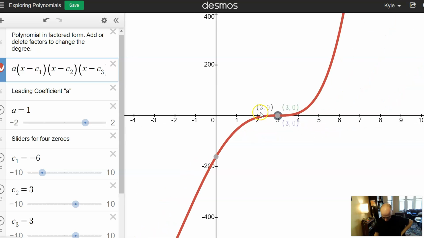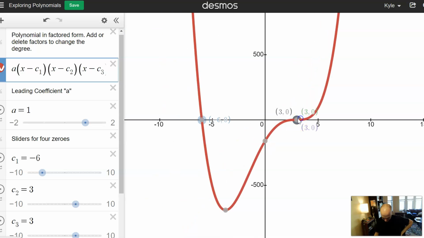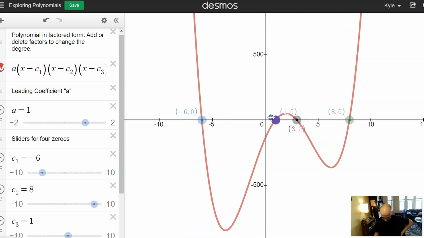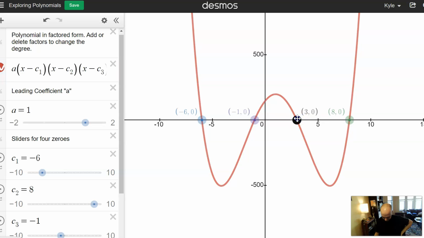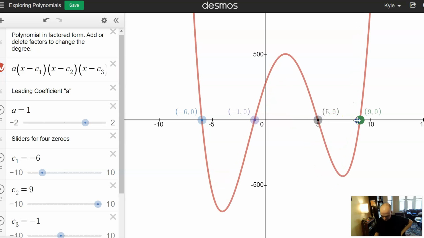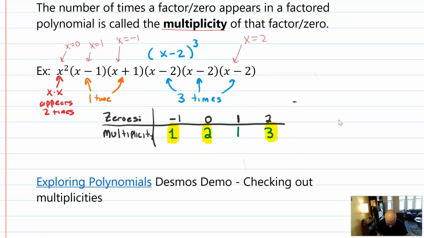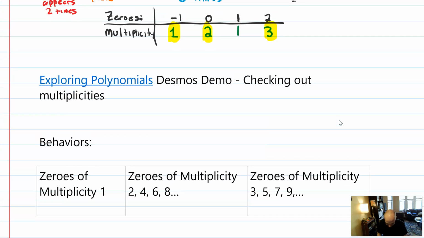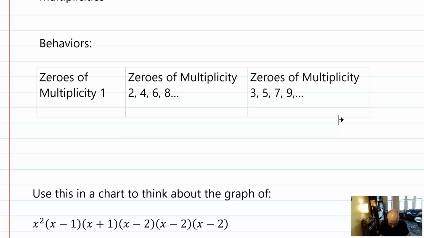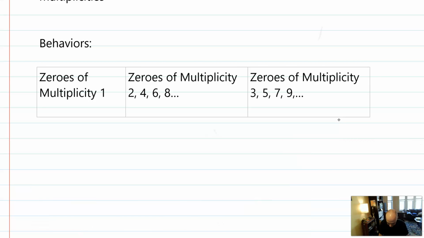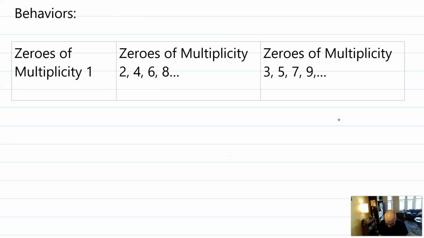So to bring this idea back to the chart, by the way, I'm going to put this Desmos in the show notes for you, and I would really encourage you to play around with it. There's something to be said for just getting your hands on there and dragging the zeros around to see the different shapes. I'd strongly recommend it. But to get back to the notes and talk about multiplicities, there are 3 different behaviors that are going to be useful to know.